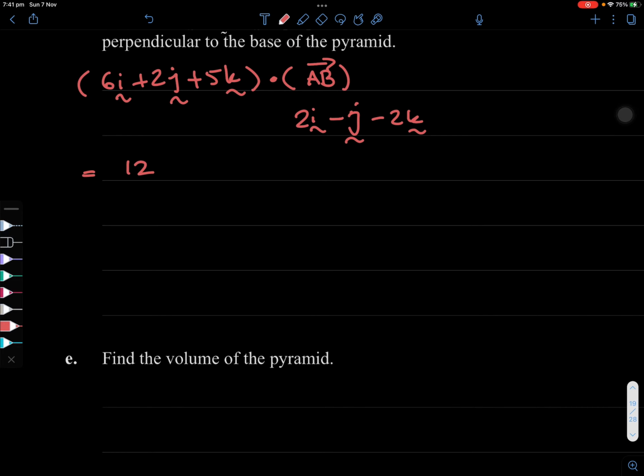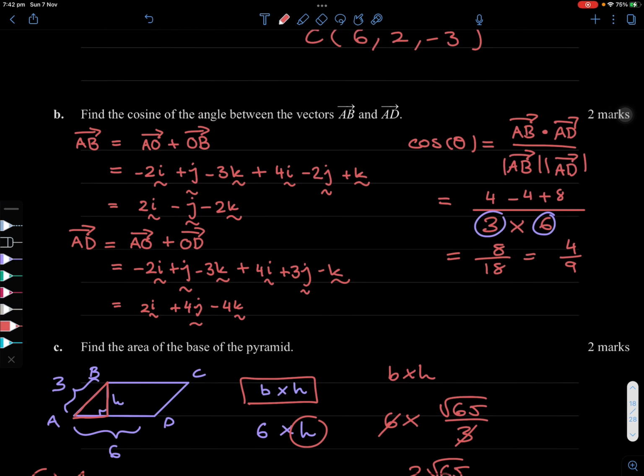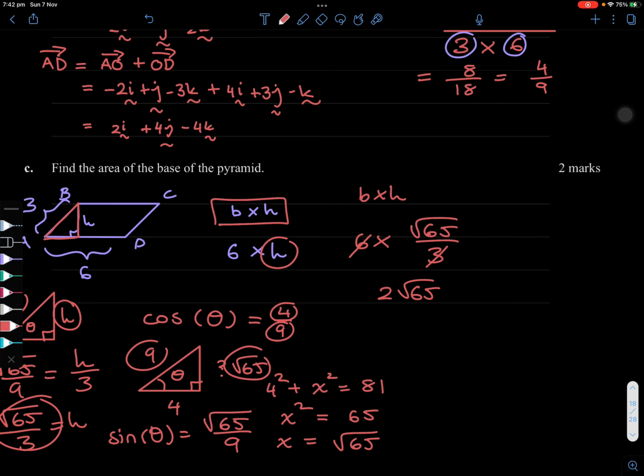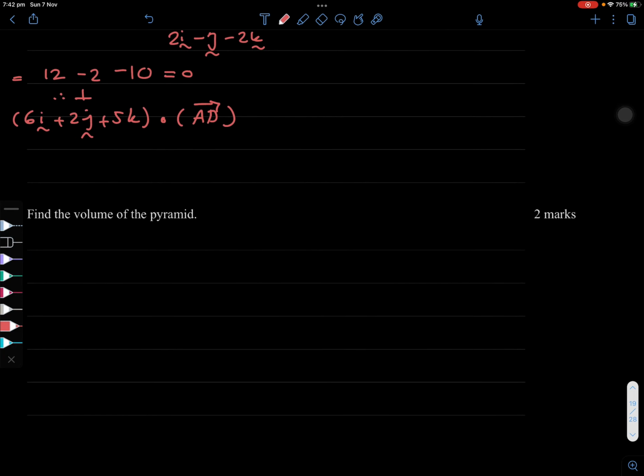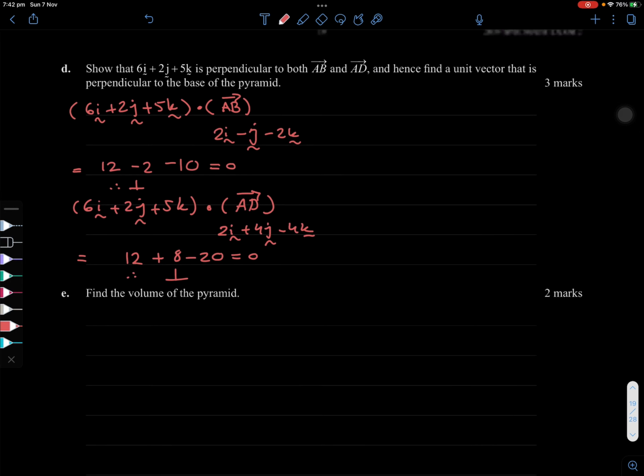Dot producting these gives us 12 minus 2 minus 10, which is 0. Therefore, perpendicular. Okay, and then now let's go with the other one. We go 6i plus 2j plus 5k, dotting that with AD. AD is 2i plus 4j take 4k. That gives us 12 plus 8 minus 20, which is 0, therefore perpendicular.